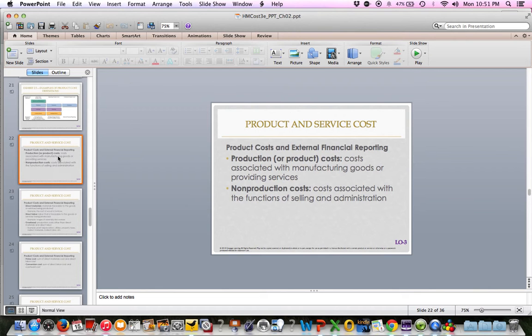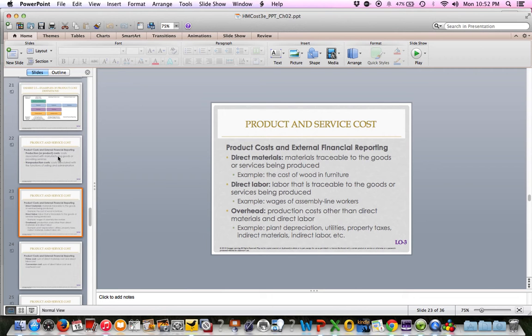In that situation, costs associated with manufacturing goods or providing services are production costs. Non-production costs are costs associated with the functions of selling and administration. Basically, the cost of selling our goods, marketing, and maybe delivery. And then administration, which is like a company president, the accounting department, the HR department, maybe the purchasing department, just administrative staff overseeing on top of the production part of it.